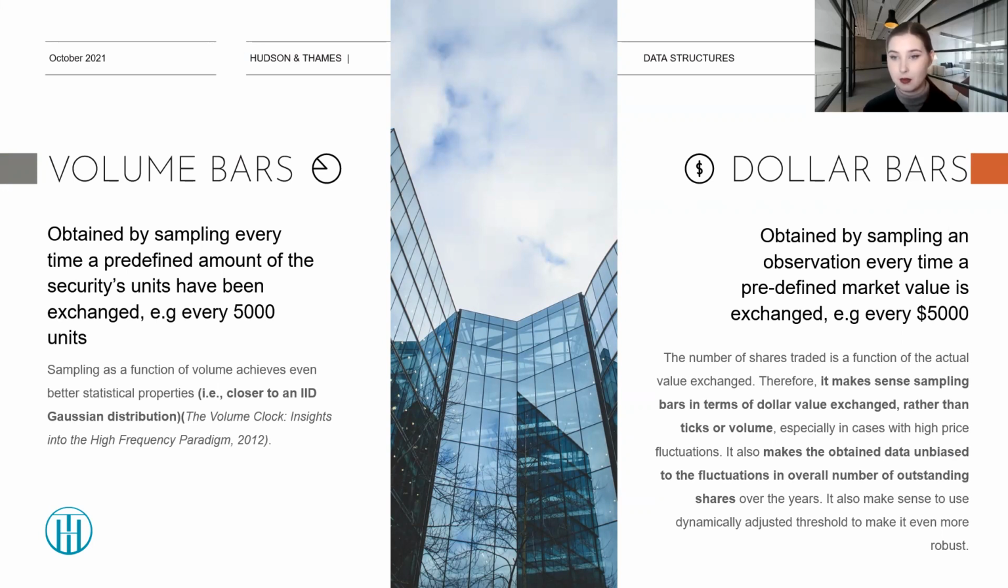Also, talking about the next type of bar, the dollar bar is similarly obtained by sampling an observation every time a predefined market value is exchanged, for example, every $5,000. But it makes more sense because the number of shares traded is a function of actual value exchange. So if we're sampling the bars in terms of dollar value exchanged rather than ticks or volumes, it makes much sense, especially because it makes the obtained data unbiased to the fluctuations in the overall number of outstanding shares that was changing during the years, and you have the ability to make the observations even more robust if you use a dynamically adjusted threshold. And personally, me and my colleagues would recommend using dollar bars in your future research, but more on that later.